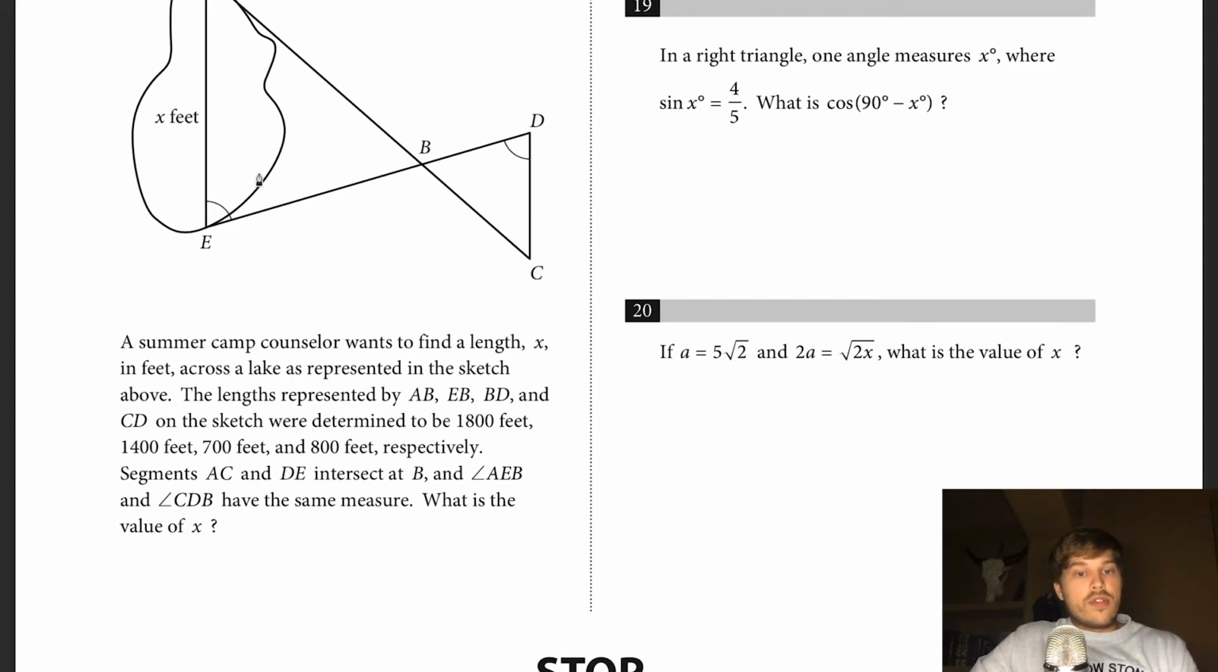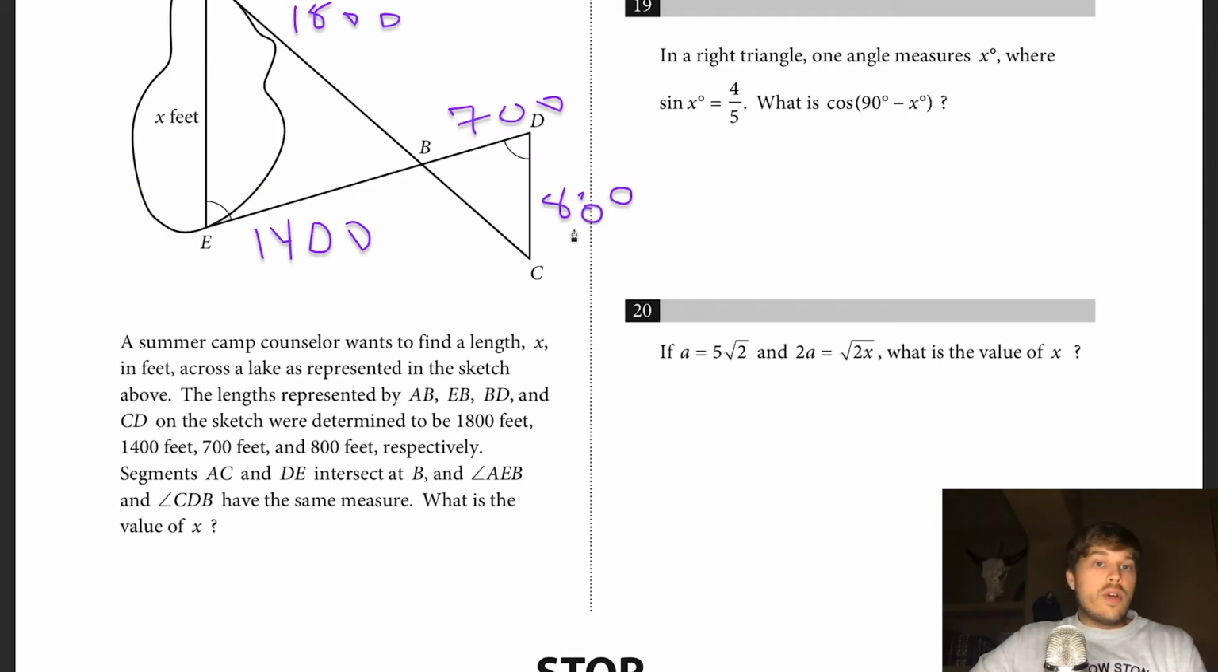Okay, so let's label our triangle. AB is 1,800. EB is 1,400. We have BD is 700. And we have CD is 800. Okay, so make sure everything's labeled correctly. And then what do you notice?